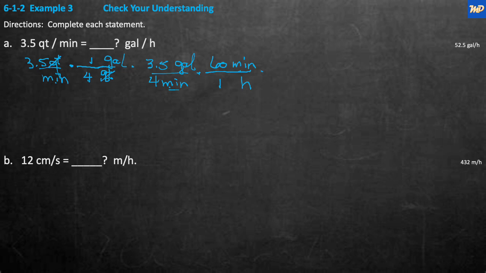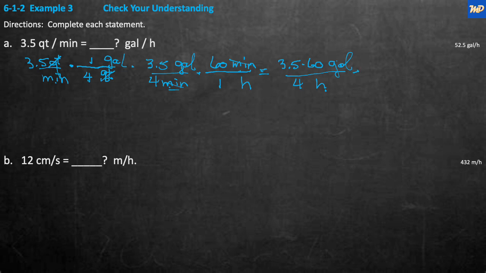Okay. Now we can do the math on this. There's no more multiplying. So we're going to say this equals what? 3.5 times 60 gallons. Oh, don't forget the minutes cancel here. Gallons over 4 hours. So it's gallons per hour, and it's 3.5 times 60 divided by 4.